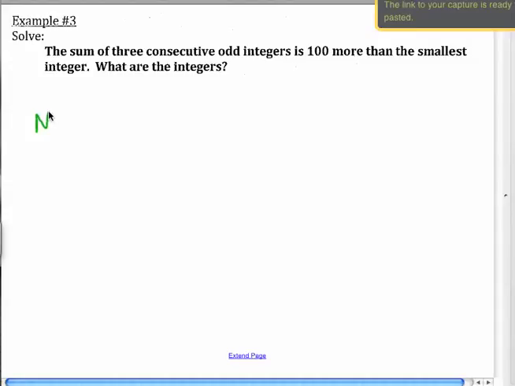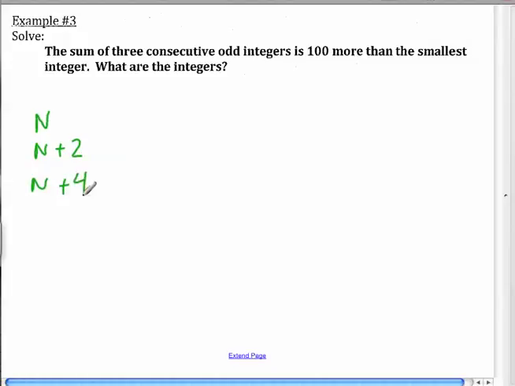Okay, what's the next one? How do I get to the next one, Fredo? N plus 2, right? Because remember, odds are every other number. How do I get to the one after that, Ben? N plus 4.